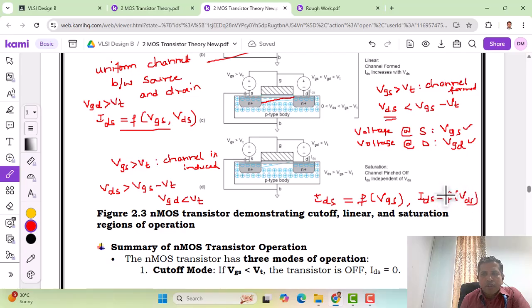It is not a function of VDS. So it flows only under the influence of VGS. The voltage that we apply here doesn't have an impact on the current flow from drain to source, because the current becomes almost constant, and any increase in VGS will increase the drain to source current. This mode of operation is called saturation mode. In saturation mode, the channel has been pinched off, and IDS becomes independent of VDS.